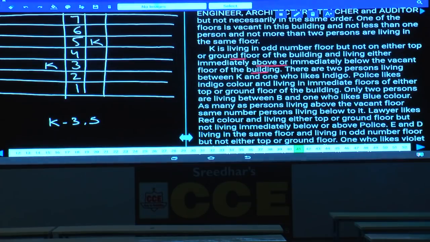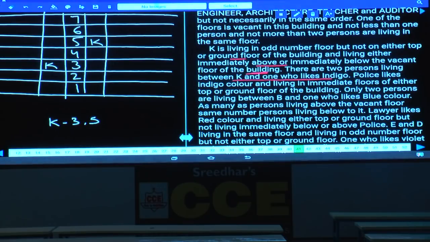Now this person is living immediately above or immediately below this vacant floor, and this vacant floor must be an even-numbered floor, that is for sure, isn't it? Hence, what can be the vacant floor here? Either 4 or 6 can be vacant, or 2 or 4 is vacant, isn't it? Then there are two persons living between K and the one who likes indigo.